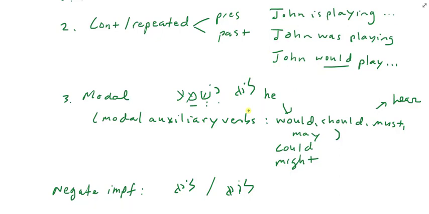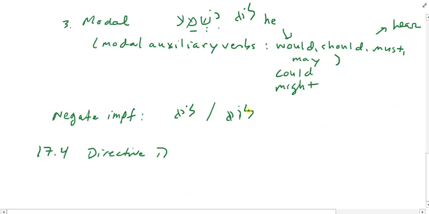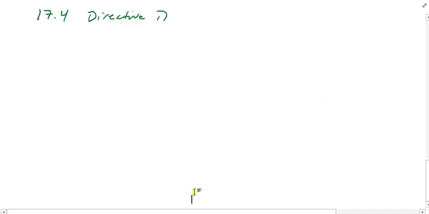Okay? In 17.4, we are introduced to a special hey. And this hey comes at the end of the word. Ross refers to it as the directive hey. I will sometimes refer to it as directional hey.